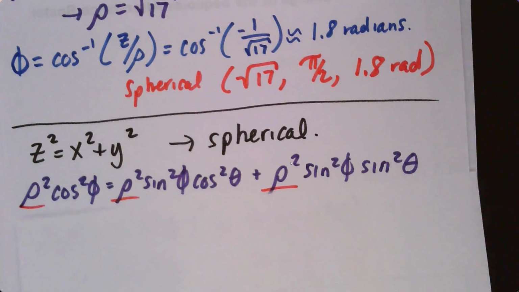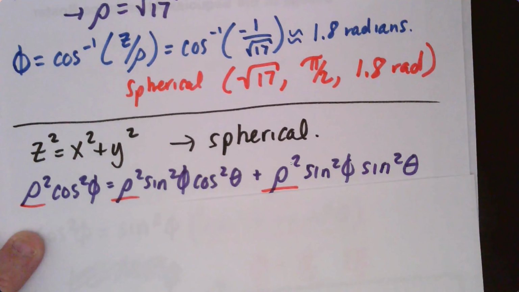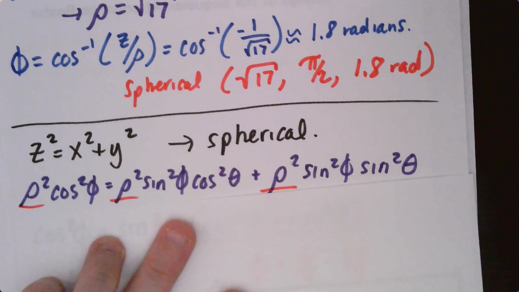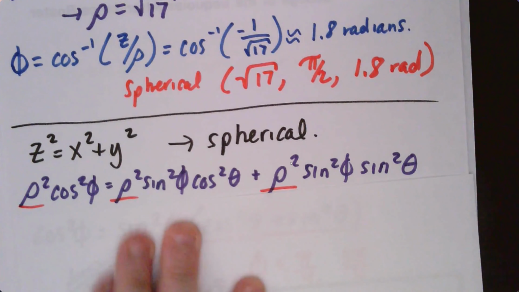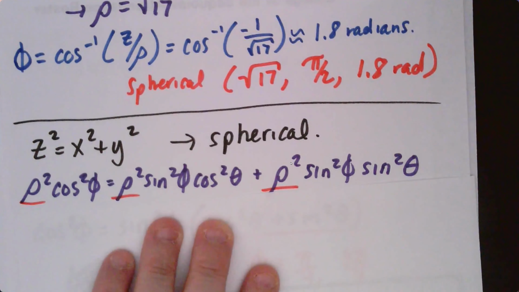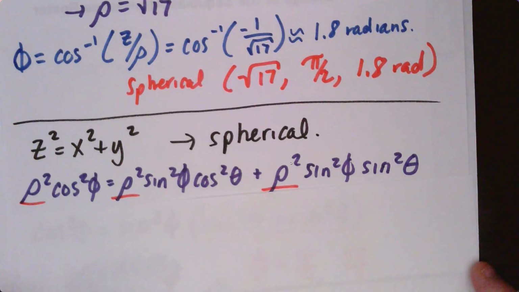If I plug in z, z is rho cosine phi. So z squared is rho squared cosine squared phi. And then x is rho sine phi cosine theta. We square, each of those get squared. And y is rho sine phi sine theta. We square that, and each term gets squared because it's multiplied. This is what we get.